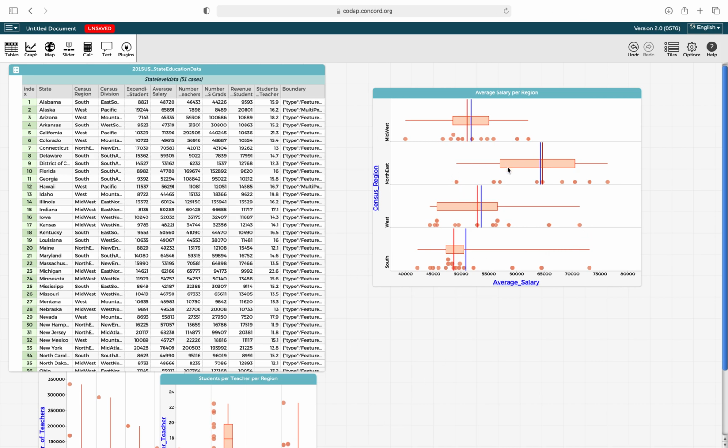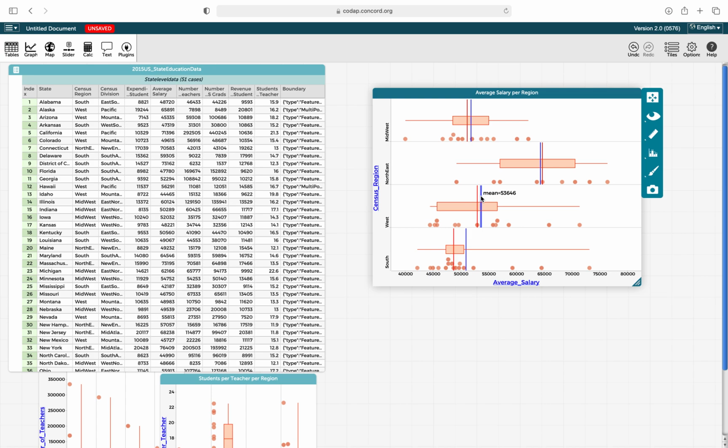In our graph, the mean is pictured as the blue line, and the mean for the South is about 50,000, and the mean for the West is about 53,000. The mean for the West is higher than the South by about $3,000.